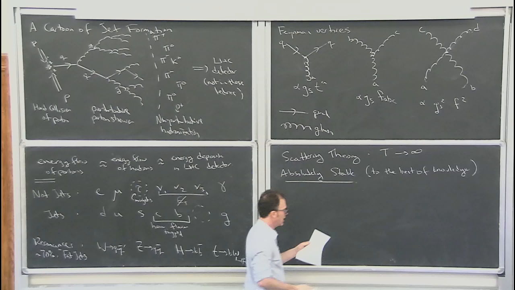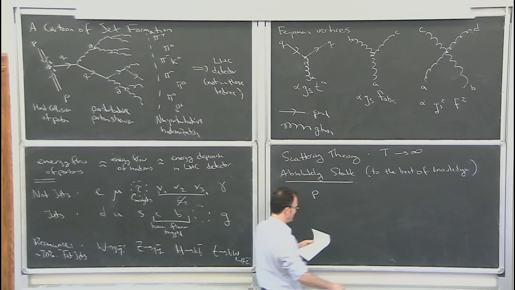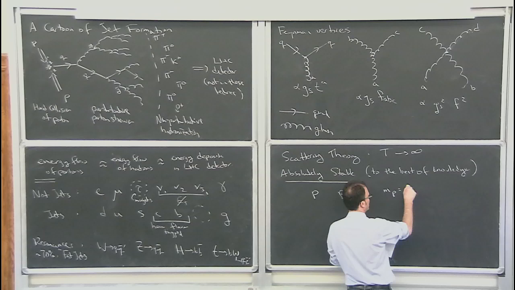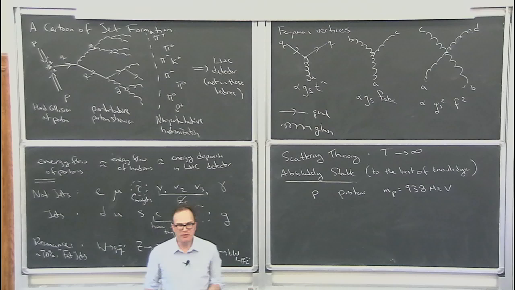So protons, to the best of our knowledge, do not decay. And because they don't decay, you can make beams out of them. So why do we make the LHC out of proton beams? Because protons live long enough that you can accelerate them at the LHC complex and bring them into collision.